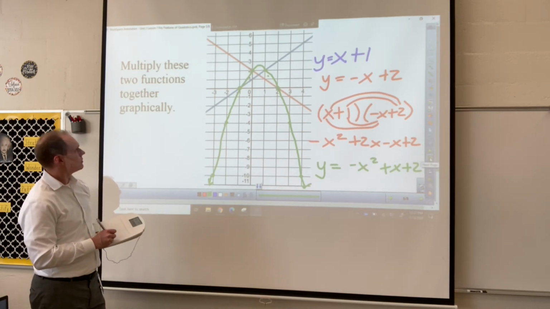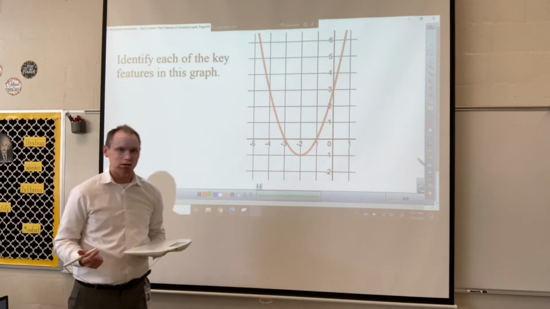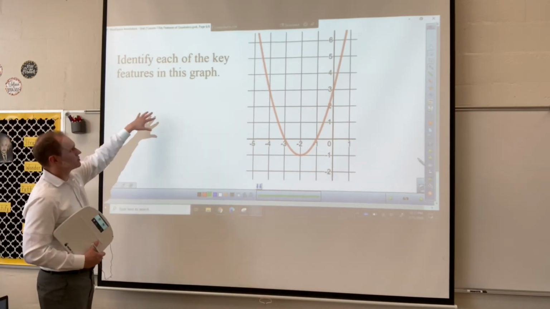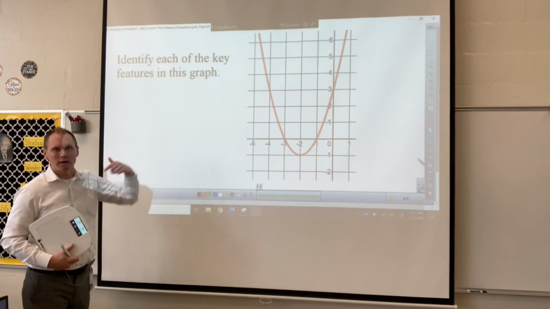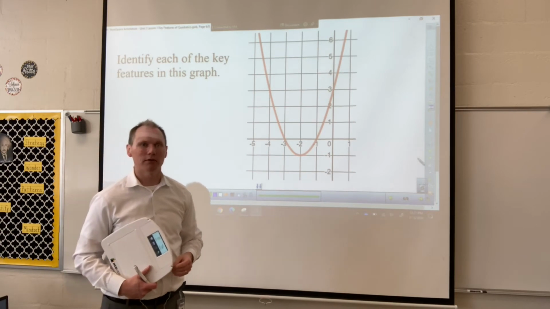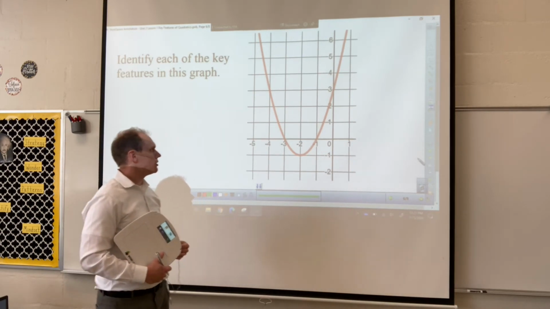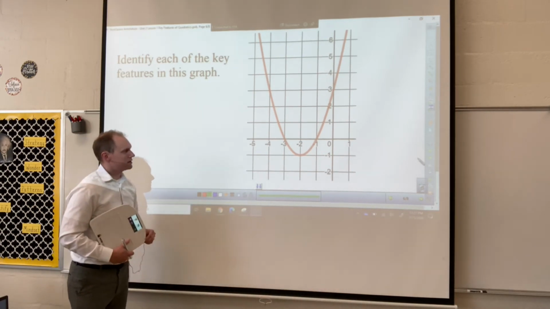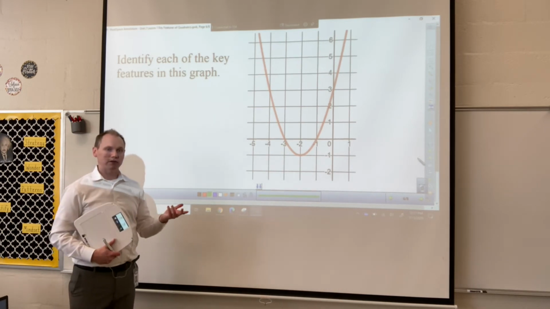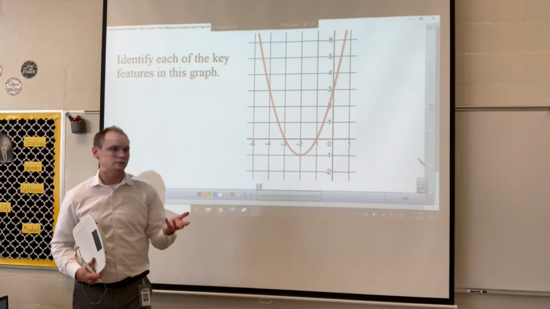Okay, so we've seen how to multiply graphically. Now let's go ahead and get into identifying key features of graphs. In our last unit we talked about all these key features, but now we're going to specifically talk about the key features of quadratics. So let's take a moment and see if we can identify some of these key features. So I'll just kind of say a key feature and see if you can help me identify them.